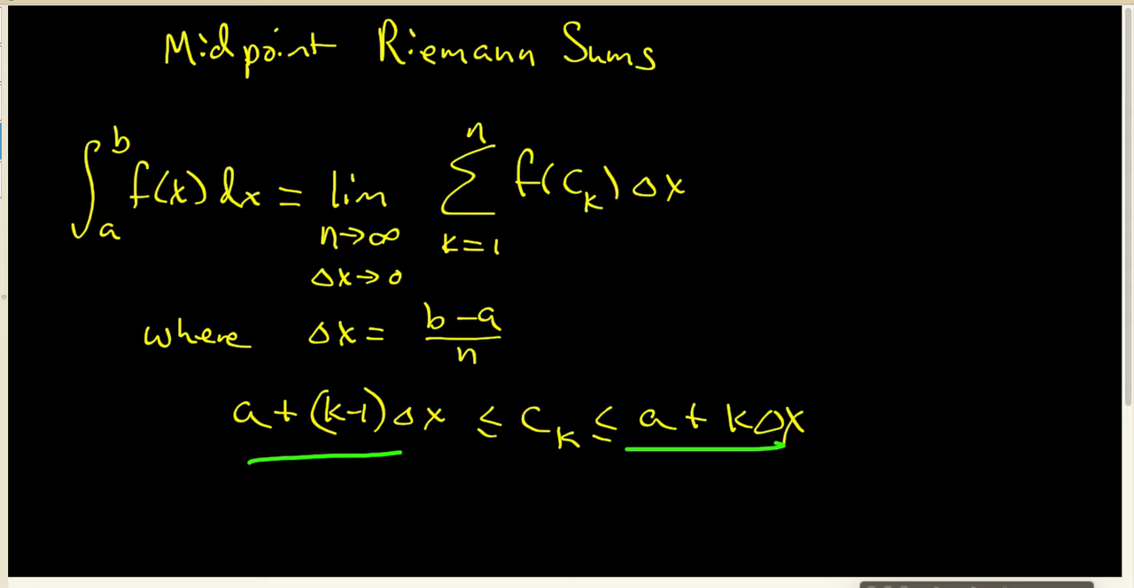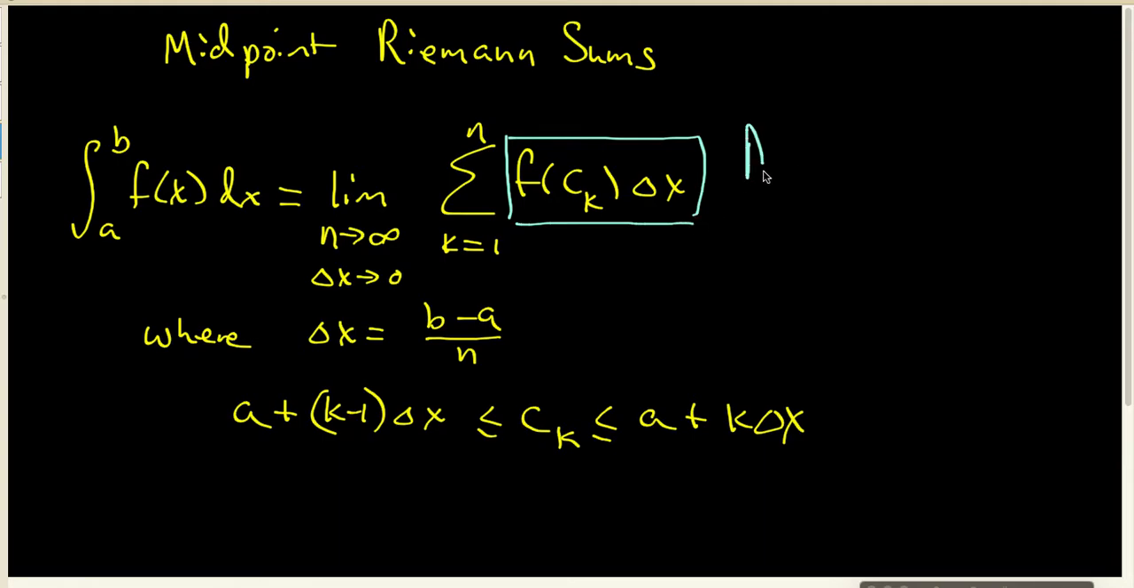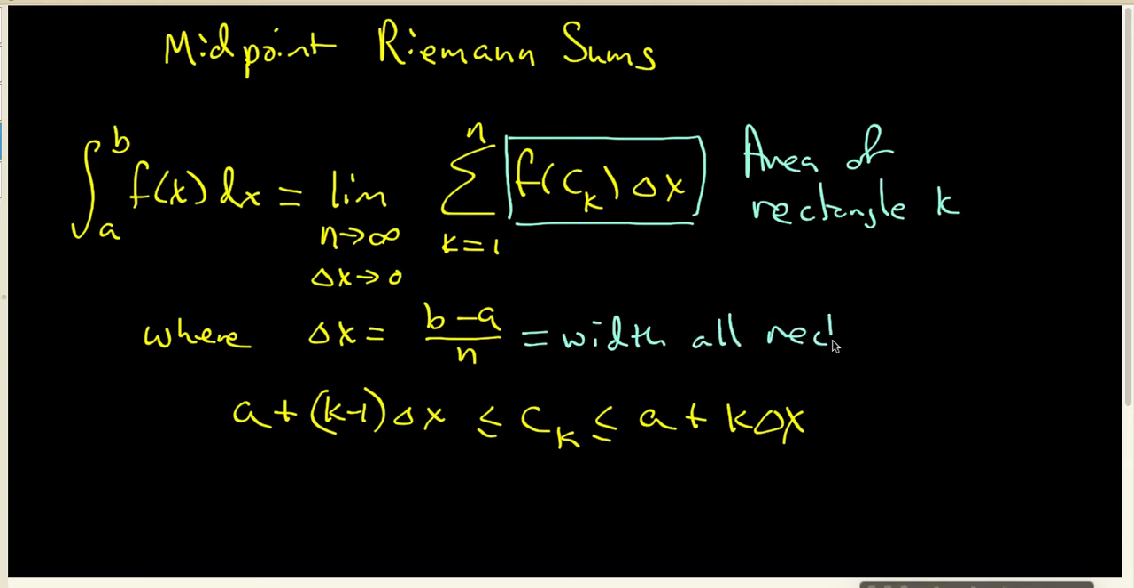What I want to do is remember that what we are really looking for is understanding of what's going on, and f of ck times delta x is nothing more than the area of rectangle K. And delta x is the width of all of our rectangles because we are subdividing the interval that we are integrating over into n equal width subintervals. And the interval that we are integrating over is the interval between a and b.